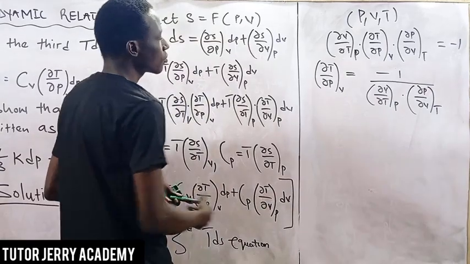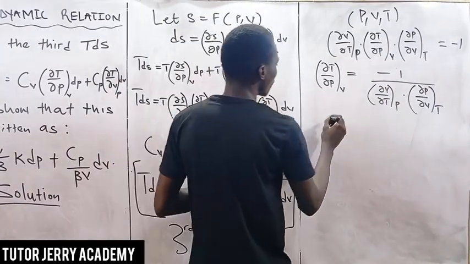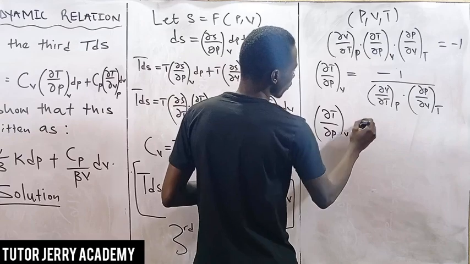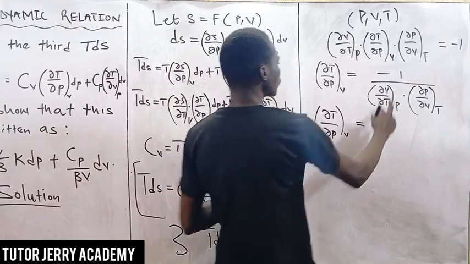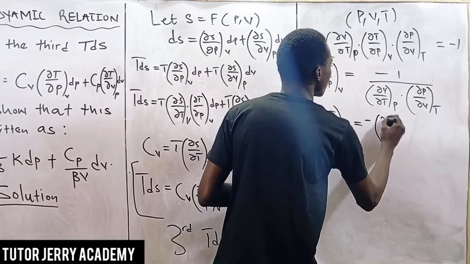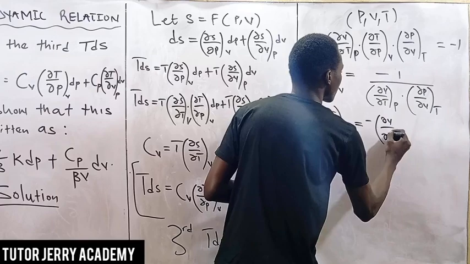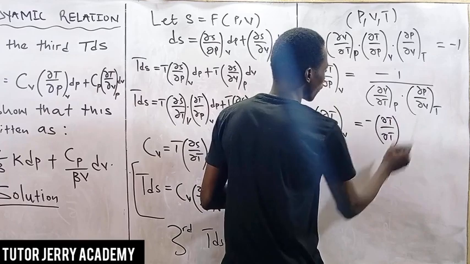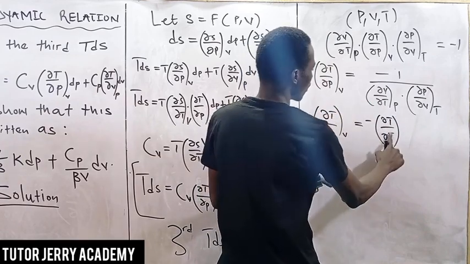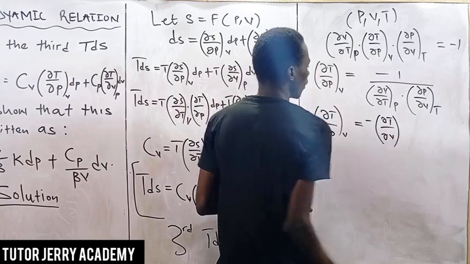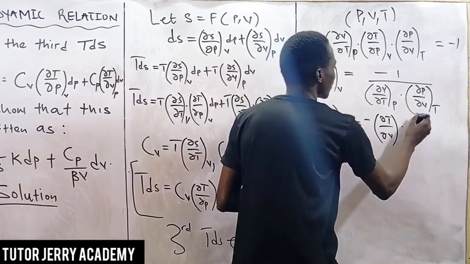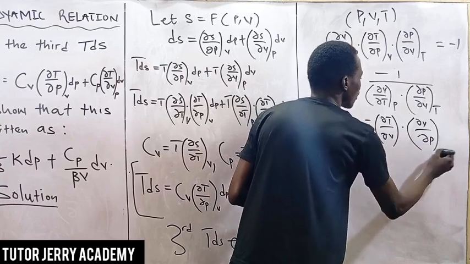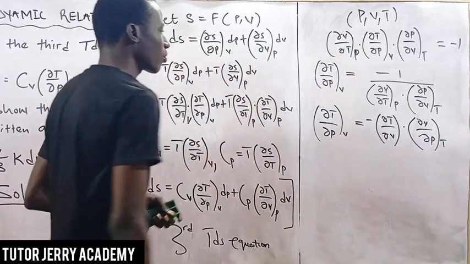So what's the next thing I'm going to do? I can take the inverse of this. This equation will become the partial derivative of T all over the partial derivative of P, keeping V constant. It will be equal to minus the partial derivative of V all over the partial derivative of T, keeping P constant, and here, since I'm taking the inverse, we're going to have the partial derivative of V, multiplied by the partial derivative of V all over the partial derivative of P, keeping T constant. And this is what we have.